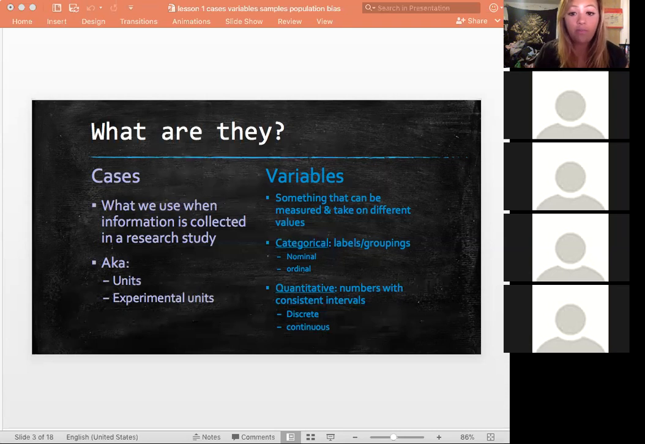And then we have quantitative variables. These are numbers with consistent intervals. They can go anywhere from whatever the max and min are, so they have some sort of value to them. And we're going to have discrete and continuous quantitative variables. Discrete are those that can only take on a set number of values. For example, for people, you can't have 1.5 people. And then continuous variables are those that can take on any value between the minimum and the maximum. These are things like weight, height, any type of measurement such as that.